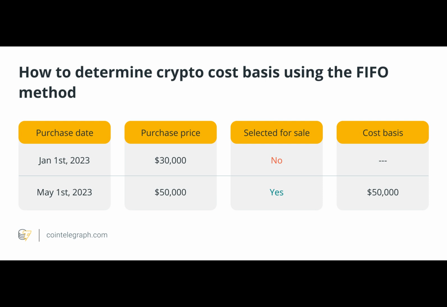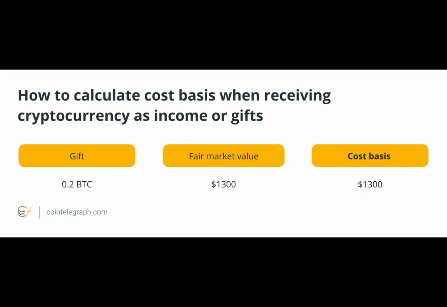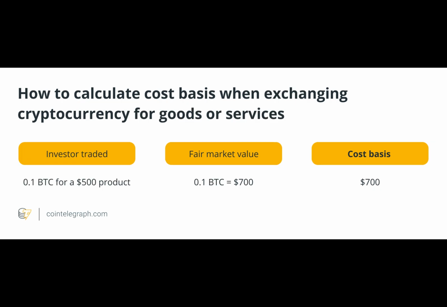The cost basis of new cryptocurrency obtained via hard forks and airdrops is typically regarded as $0. However, since it will be used to determine capital gains or losses when the new cryptocurrency is subsequently sold or otherwise disposed of, it is crucial to keep track of the fair market value of the cryptocurrency at the time of receipt.